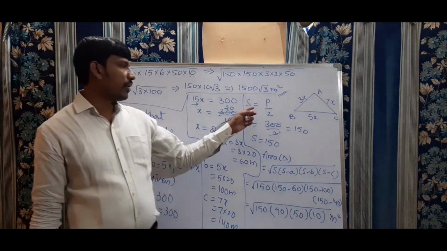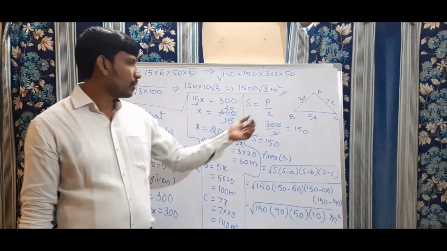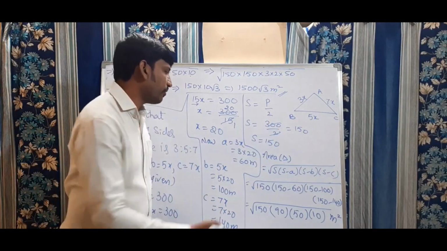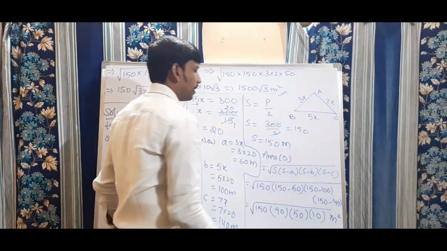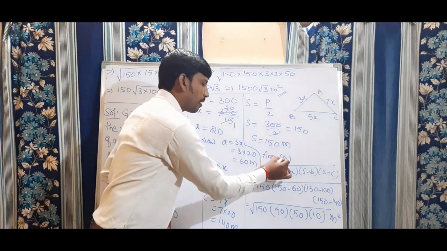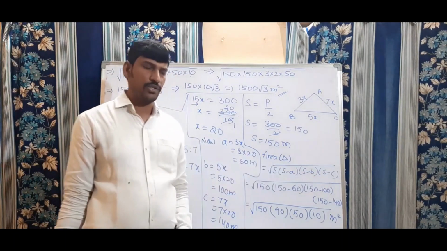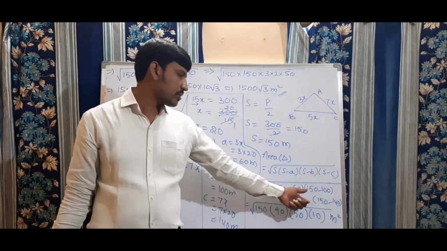Then now find the s value. s is nothing but perimeter by 2. So 300 by 2 is 150 meters. That is the semi-perimeter. Now the area of the triangle, delta, is equal to the formula: under root of s into s minus a into s minus b into s minus c. So substitute all the values.